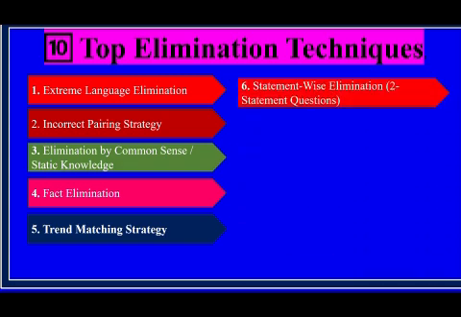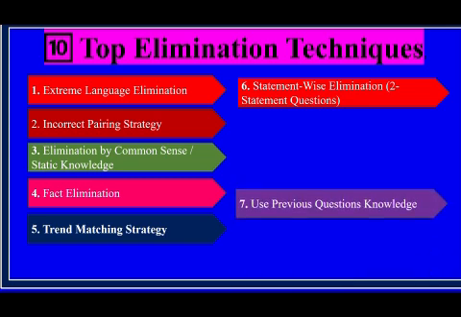The sixth strategy is statement-wise elimination. That is, if a statement is definitely wrong, eliminate that option. If you are doubtful but it is not clearly wrong, retain the option. Then you can correlate the options, and then you can choose a statement. So this is one of the elimination strategies.